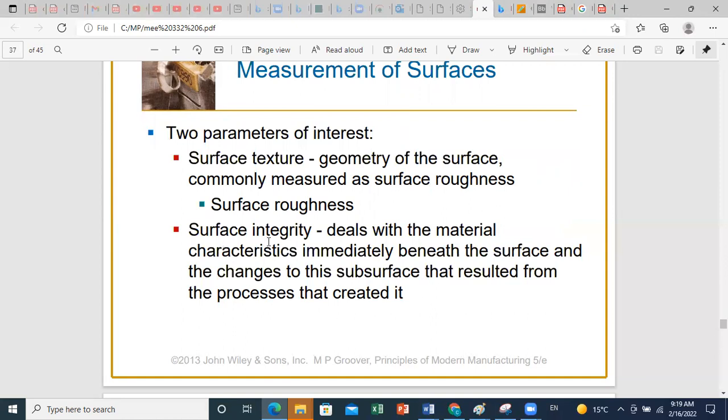Now, surface integrity deals with the material characteristics immediately beneath the surface and the changes to the subsurface that result from the processes that created it. So, as we said, we'll study the properties of the sublayers. This is more complex than studying the geometry, of course. We need to test how the energy forms applied on the surface affected the sublayer.